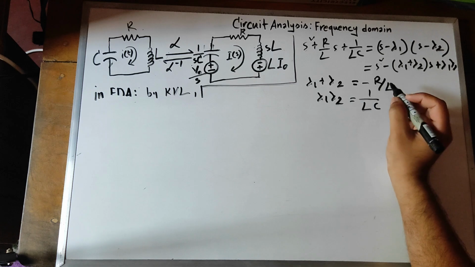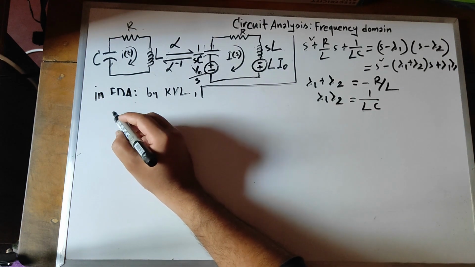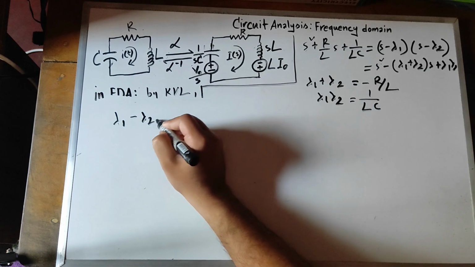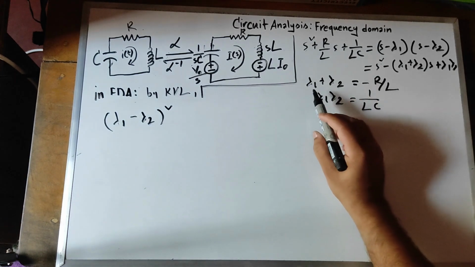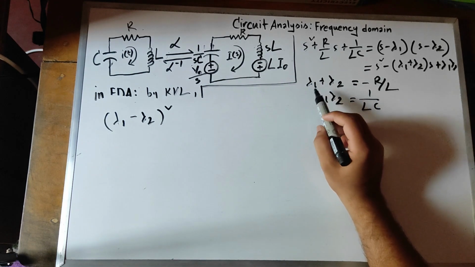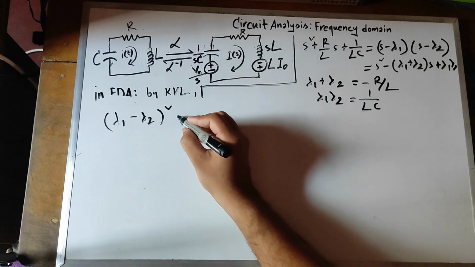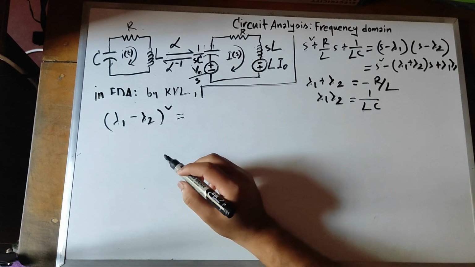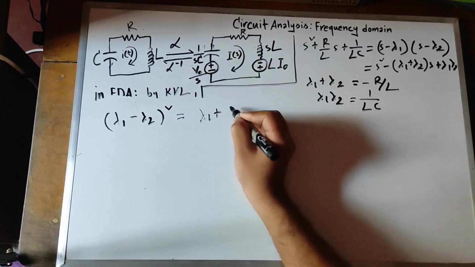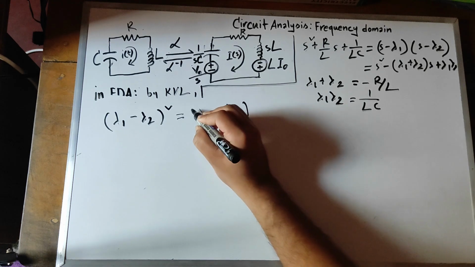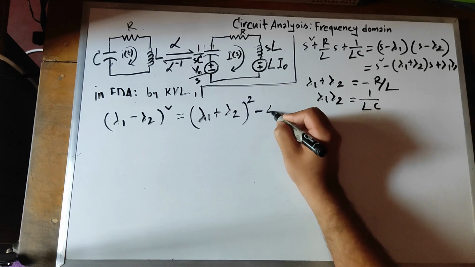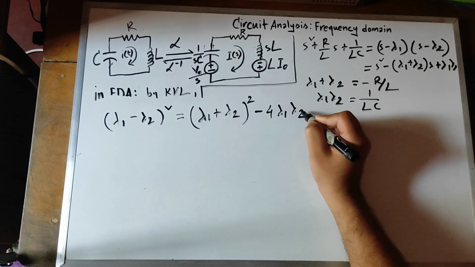Now what we're gonna do is apply a formula. We know lambda 1 plus lambda 2, and we want to find the individual lambda 1 and lambda 2. So we're gonna apply this formula: lambda 1 minus lambda 2 whole square is lambda 1 plus lambda 2 whole square minus 4 lambda 1 lambda 2.